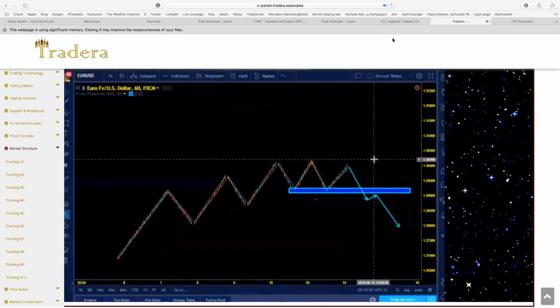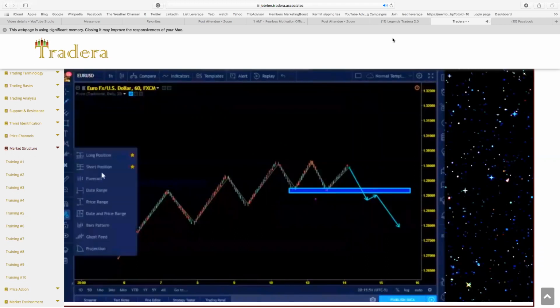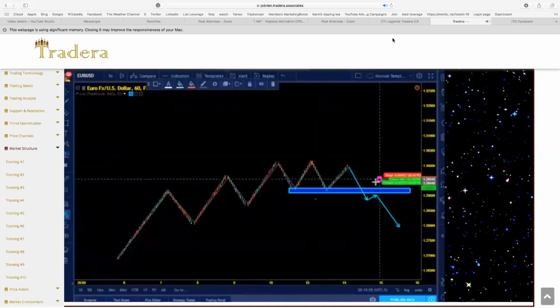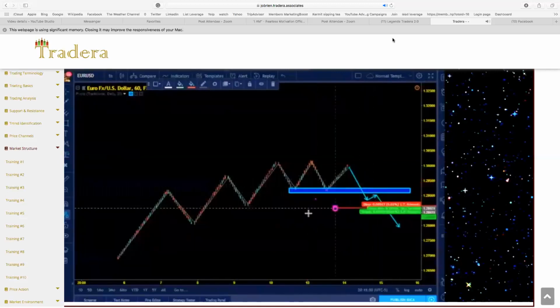It's that simple. All right, so what it's gonna look like, it's gonna break, it's gonna hold, you're gonna sell, and oh my goodness, look at what is wrong with this thing.